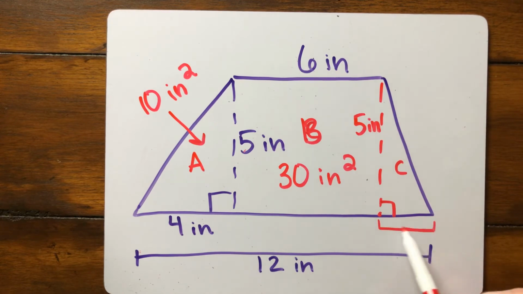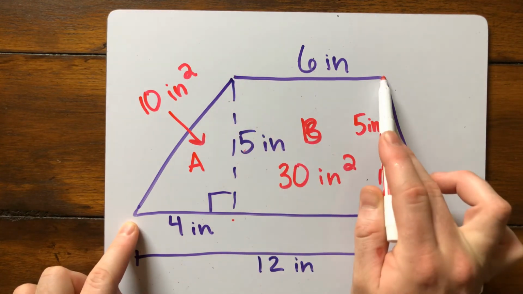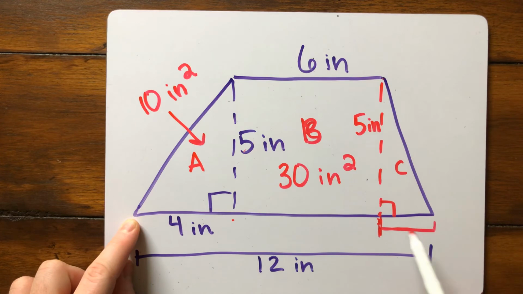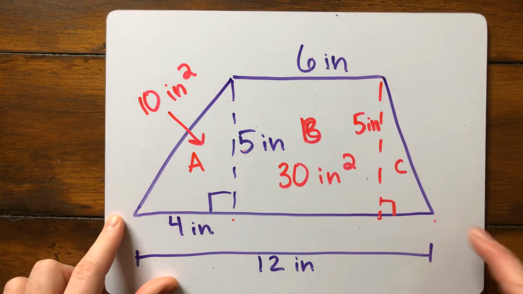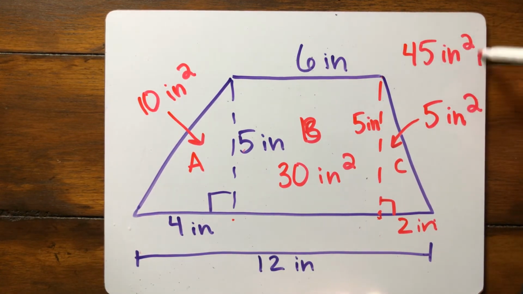Now we need to figure out what this base is. Again, they give you that from here to here is 4. From here to here is 6. So that means from where my finger is here to where my marker is here, 4 plus 6 is 10. If the whole thing is 12, this remaining section then, 12 minus 10 is 2 inches. So now I can do base times height. 2 times 5 is 10. 10 divided by 2, because it's a triangle, is 5 inches squared. And if we add up 30 plus 10 plus 5, 30 plus 10 is 40. 40 plus 5 is 45 inches squared as our area.